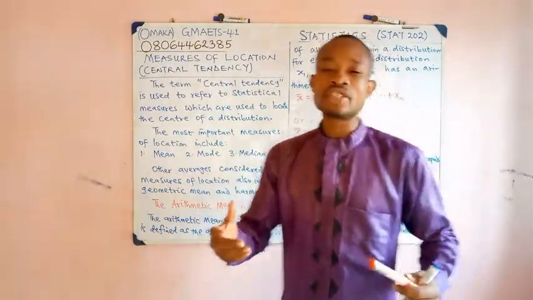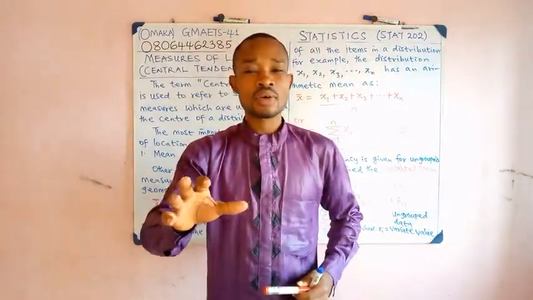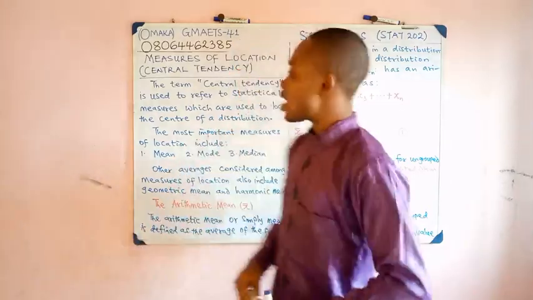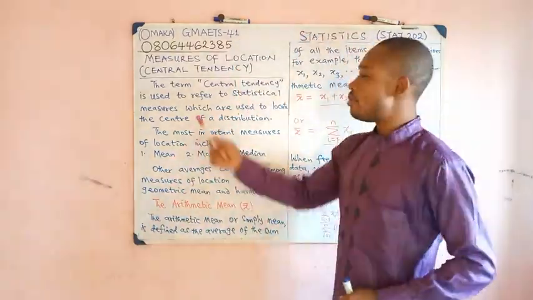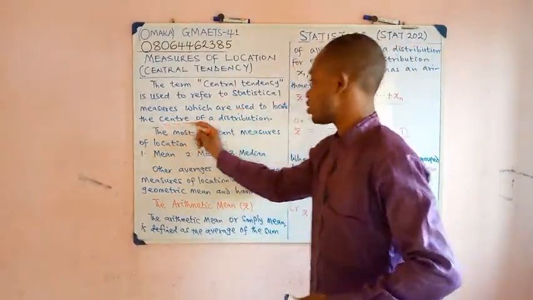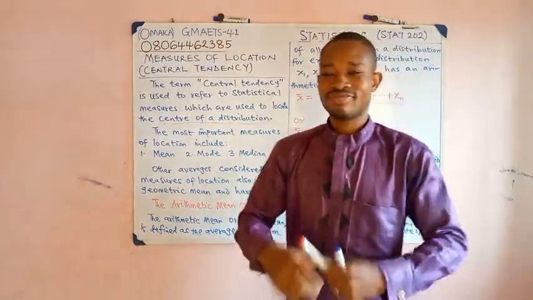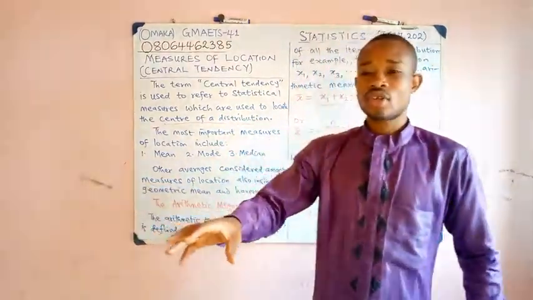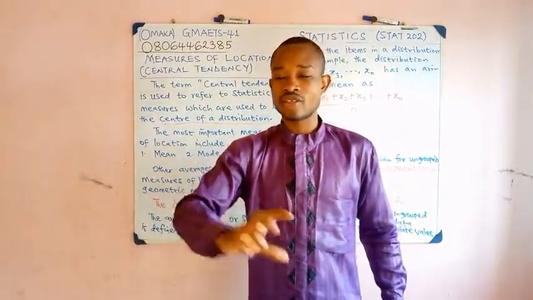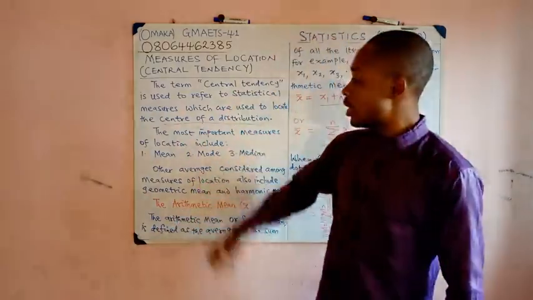When you hear about measures of location in statistics, or perhaps in mathematics, what comes to your mind? These are simply statistical measures used to locate the center of the distribution, the middle of the distribution. So the statistical tools we use to identify, to locate the center of the distribution is what we call what? Measures of location.